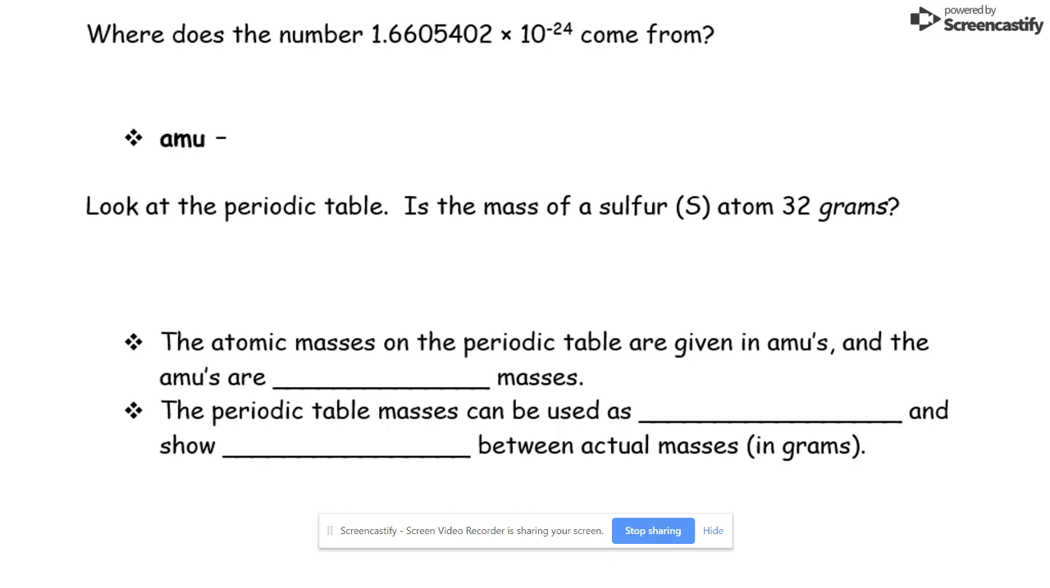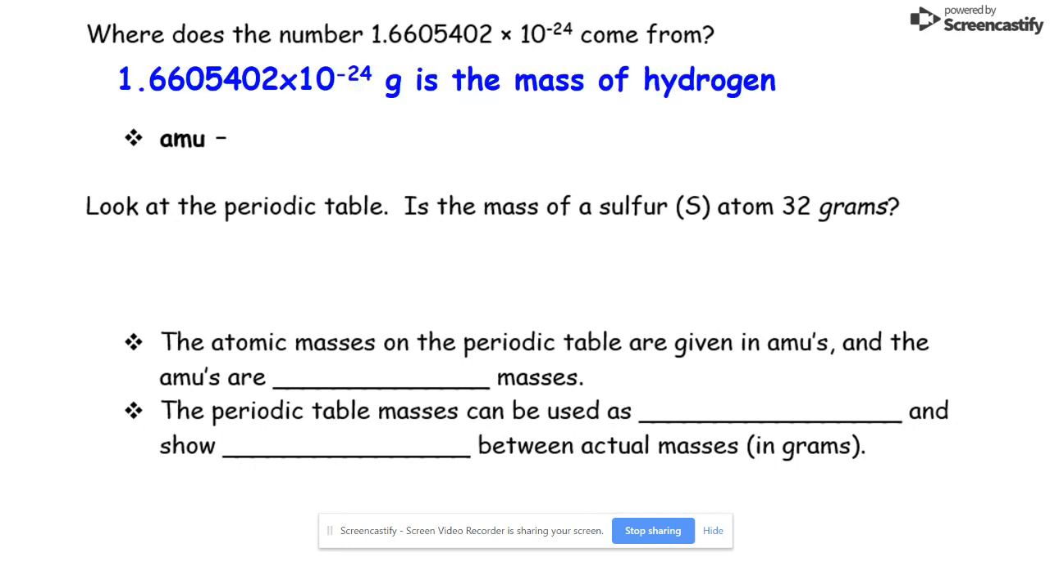So where does the number 1.660540 times 10 to the negative 24th actually come from? And the answer is it represents the actual mass of hydrogen. And so this brings up this idea of what are AMU exactly.